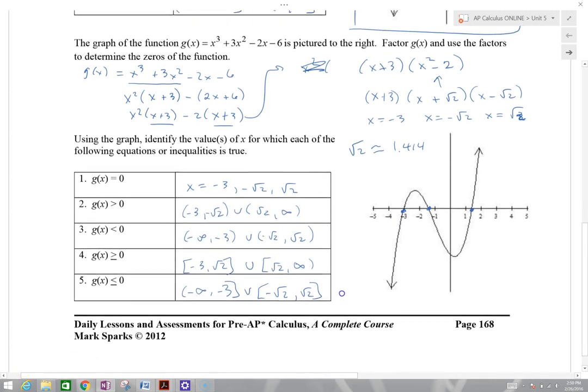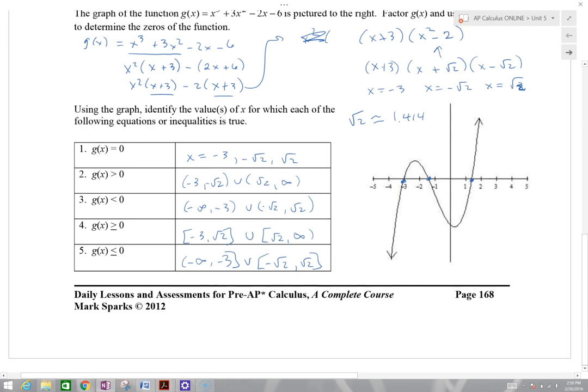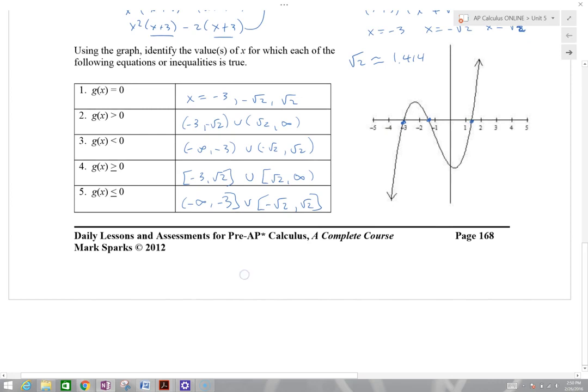And here we go. Where it's greater than, where it's less than, where it's greater than or equal to, and where it's less than or equal to 0. Again, notice where they have brackets and where we don't.